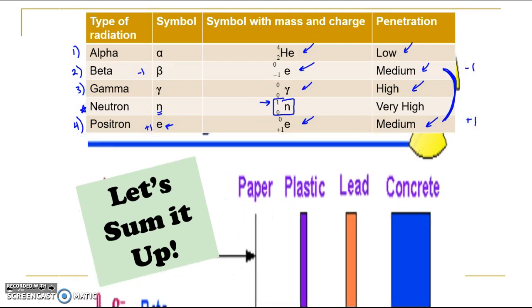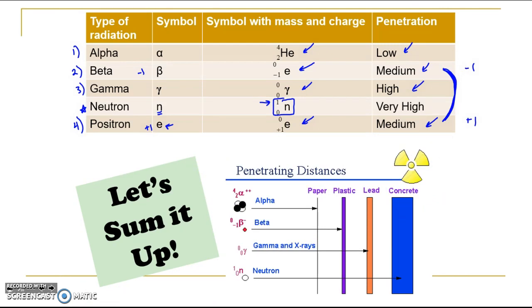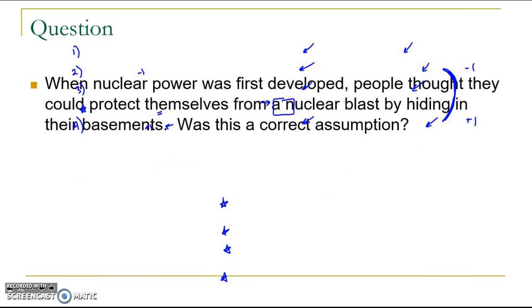Okay, so let's look at the danger levels again. Alpha can be stopped by paper. Beta has traveled through paper but can be stopped by plastic or aluminum foil, something thicker. Gamma can be stopped by lead. Okay, neutron, probably the most dangerous out of them all. They can actually travel through concrete, but it's not a charged particle, but it can penetrate through really thick substances.